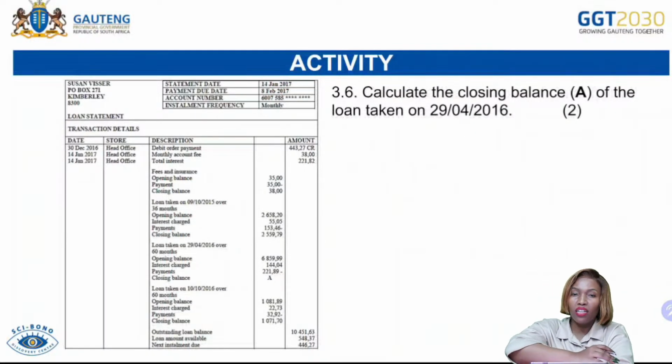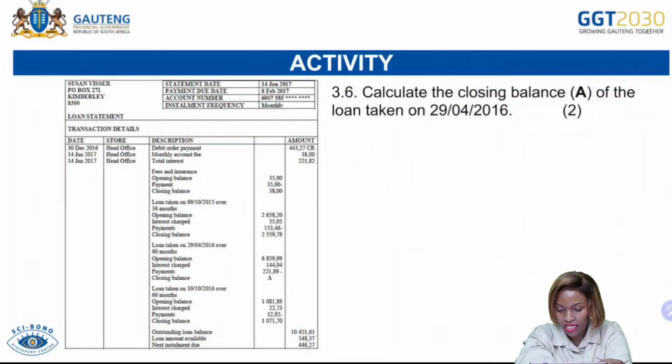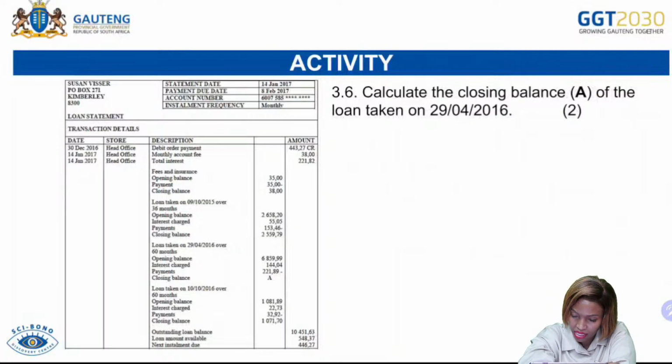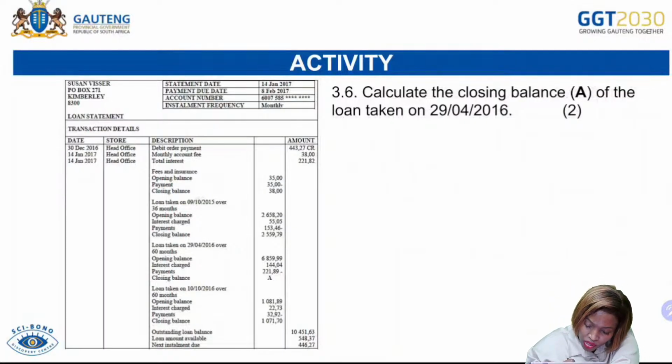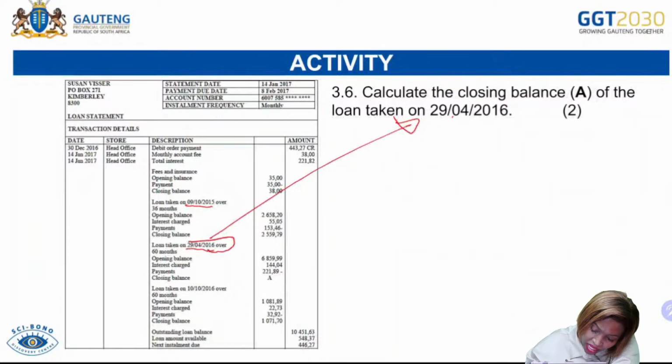3.6, calculate the closing balance A of the loan that was taken on the 29th of April 2016. Remember, there are different loans. This one was taken on the 9th of October. This one was taken on the 29th of April, yes, this is the one that we are looking for. You see, that is the same. So what do we want? The value of A. What is A? It is the closing balance.